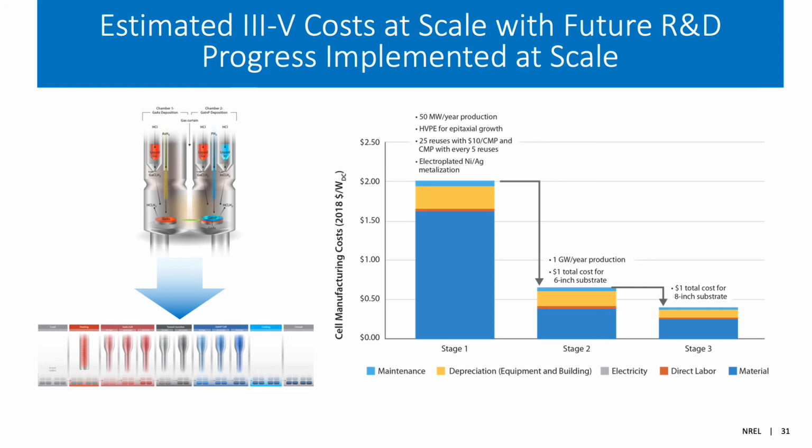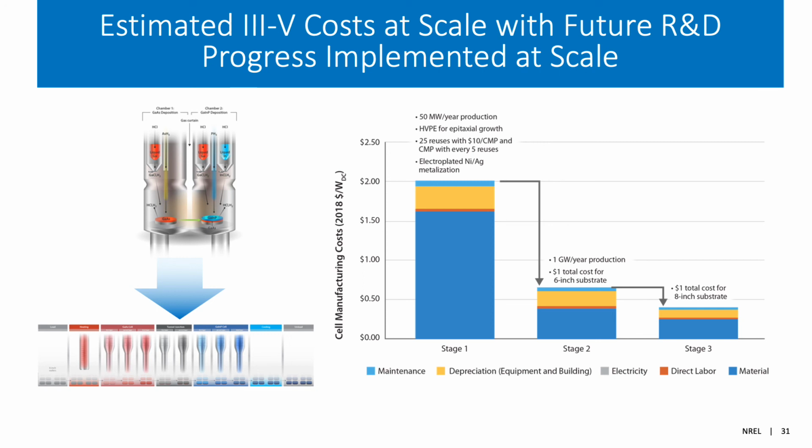But if we jump ahead to a case where we're looking at 50 megawatt per year production, which is still very modest in terms of solar production generally, and we assume that instead of MOCVD, you use dynamic hydride vapor phase epitaxy for the epitaxial growth, 25 substrate reuses with a lower cost for each chemomechanical polish, and that you don't need to use the CMP every reuse, only every 5 reuses, and that you can electroplate lower cost metallization as opposed to using higher cost metals in an e-beam process like today, you could get around $2 a watt.